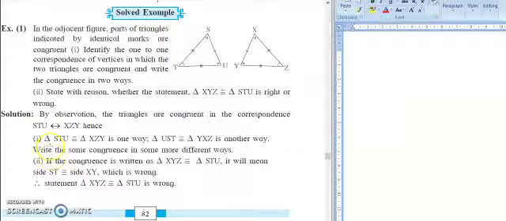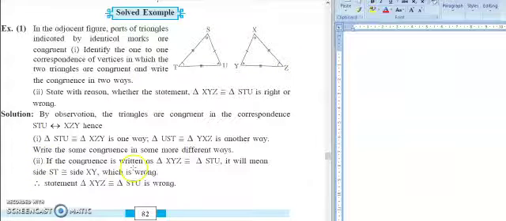Now the first question's answer is given as triangle STU is congruent to triangle XZY. We have seen by observation. If we put this point on this point, then we can get the two triangle correspondence in this way. Then triangle UST is congruent to YXZ, because if we put this point U on this point Y, then we get the point S on this point X and T on this point Z. So this sequence can also be written as triangle UST is congruent to triangle YXZ.